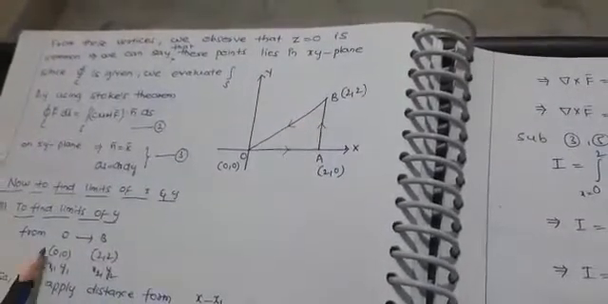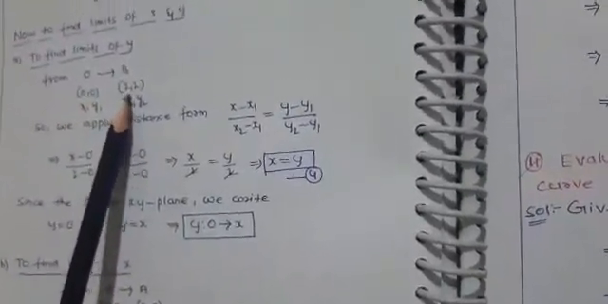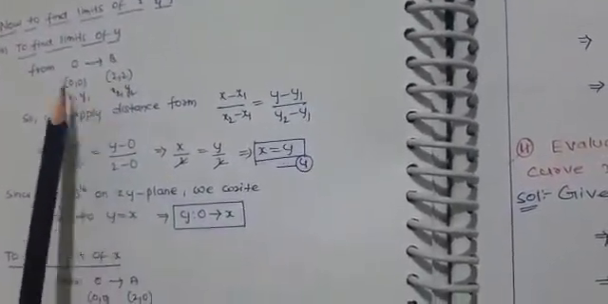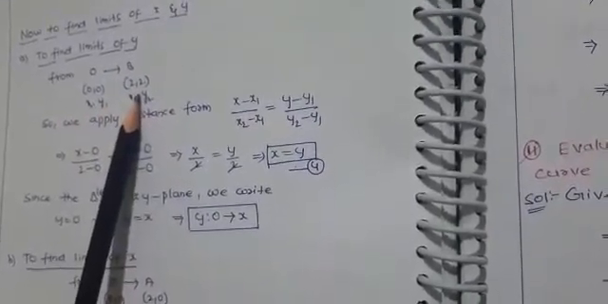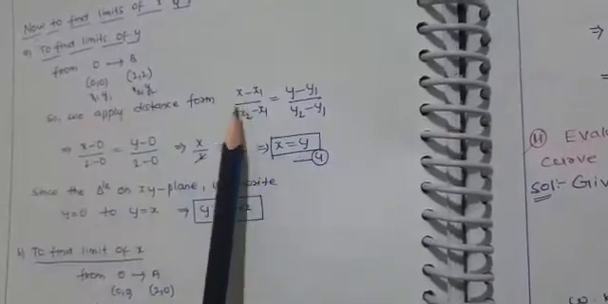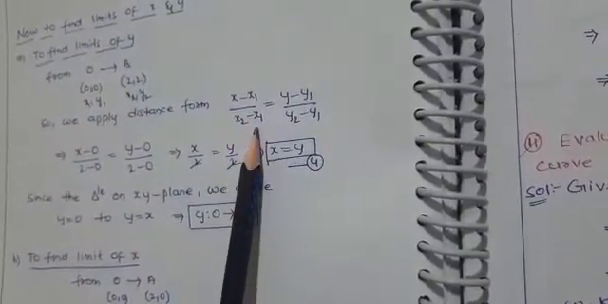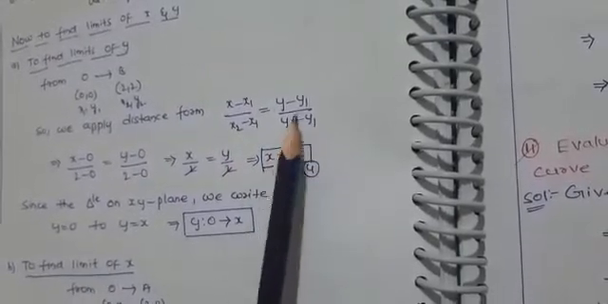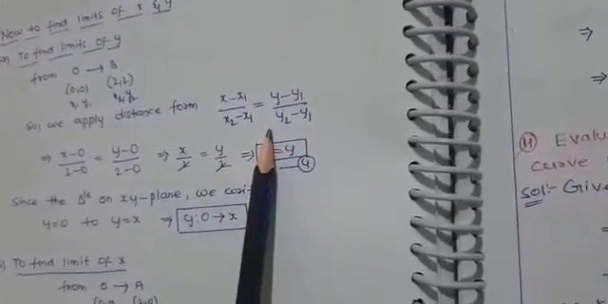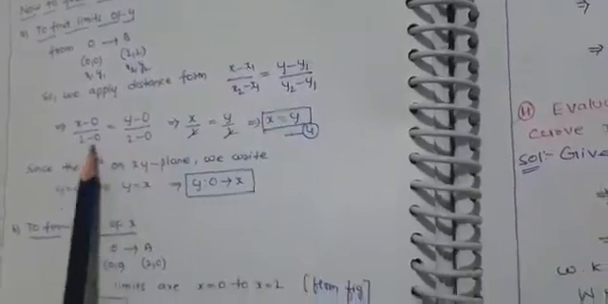We are going to take the line equation for O to B. From O to B, the origin point O is (0, 0) and point B is (2, 2). Since both points are different, when two different points are given, we apply the two-point formula, that is (x minus x1) by (x2 minus x1) is equal to (y minus y1) by (y2 minus y1). Substitute all the points x1, y1, x2, y2 in the above equation. On simplification we get x is equal to y.